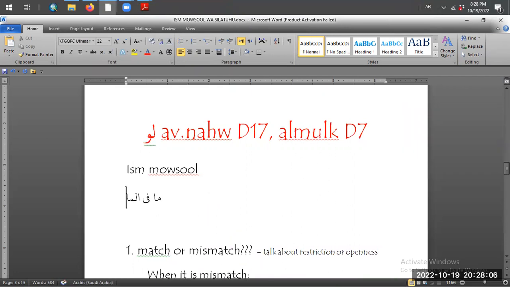Ma fis-samawati wal-ardi. This is an option in the Quran, yeah? So we expect huwa here. The Quran has both, right? Huwa also and without huwa, both. Really? I forget, maybe. Interesting. Ma huwa fis-samawati, oh we have? Okay, yeah, we have both. The huwa is not the a'id.